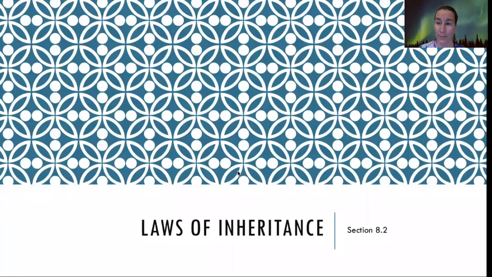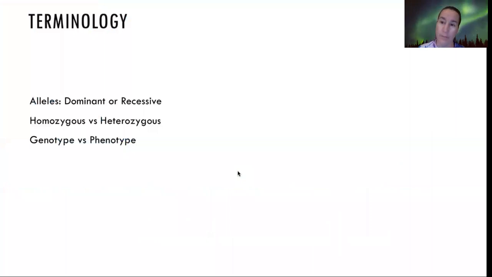Hey guys, so in the previous video we talked about Mendel and his experiments, continuous and discontinuous variation, the pea plant, and what he was looking at in the pea plant. So let's talk about those laws of inheritance. There's lots of terminology, and we are going to play around with inheritance in this video. So, terminology that we need to know.